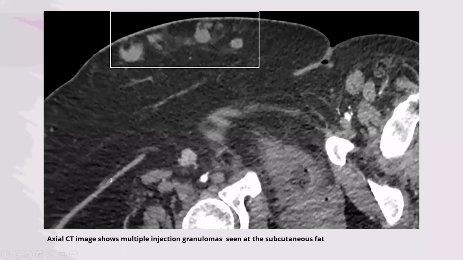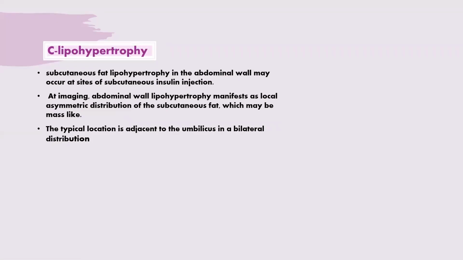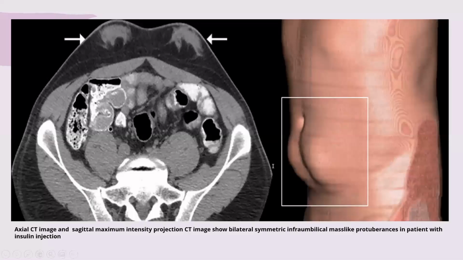Lipohypertrophy. Subcutaneous fat lipohypertrophy in the abdominal wall may occur at the site of subcutaneous insulin injection. At imaging, abdominal wall lipohypertrophy manifests as local asymmetric distribution of subcutaneous fat, which may be mass-like. Typical location is adjacent to the umbilicus in bilateral distribution. This is an axial CT image and sagittal MIP CT image showing bilateral symmetrical infraumbilical mass-like protuberance in a patient with insulin injection.